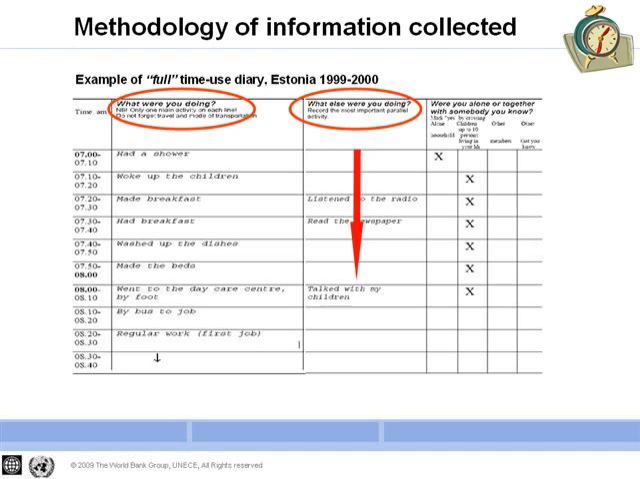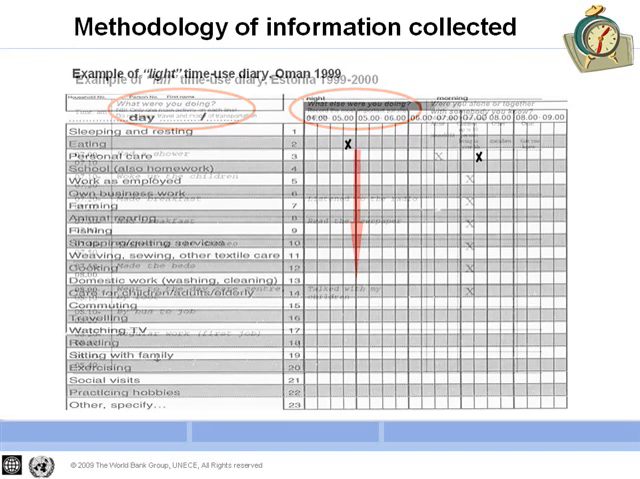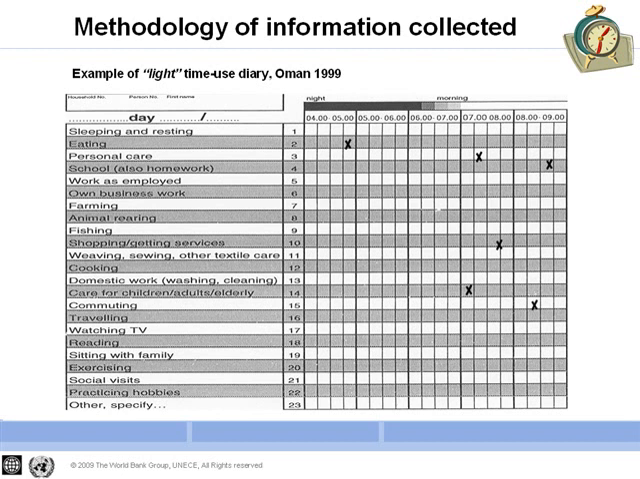In light diaries, or pre-coded diaries, respondents choose one out of a limited set of predefined activity categories. Such diaries require fewer resources than full diaries, but produce less detailed data sets. However, it may be more appropriate for respondents with low literacy levels. Here is an example of a pre-coded diary used in Oman in their time use survey of 1999.